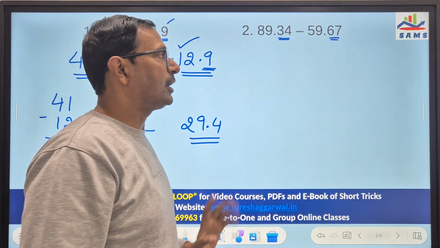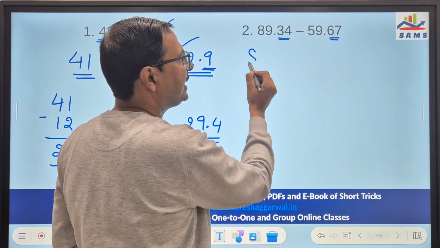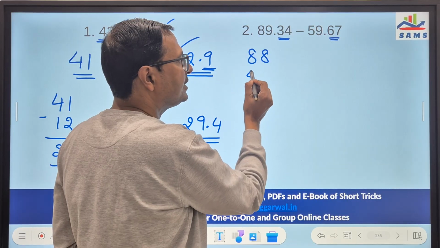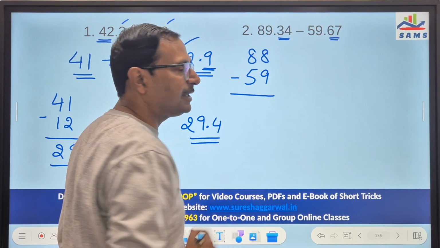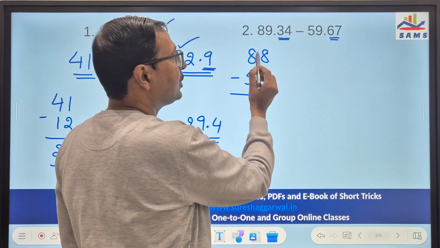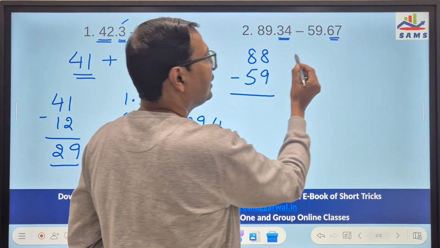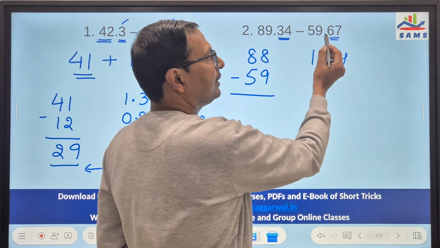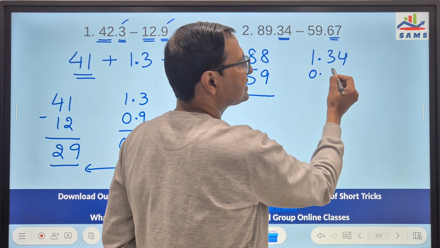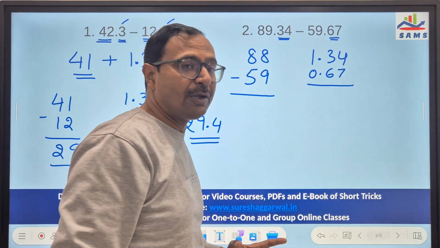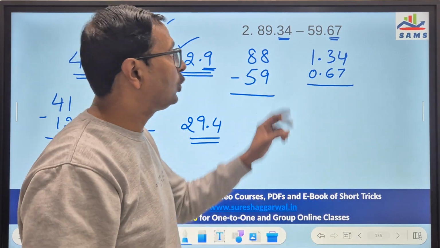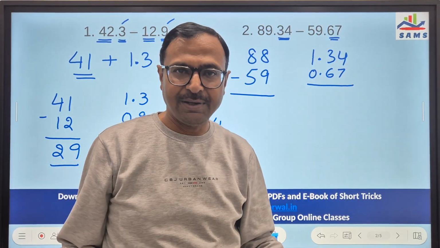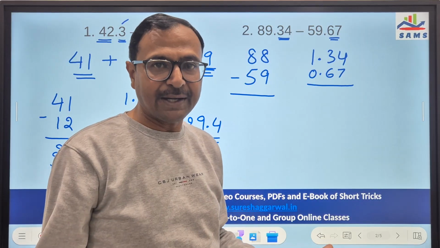So 34 is smaller, so I will reduce this by 1. So 88, right? And then 59 to be subtracted from that. This will give me the whole number part, and because I wrote 89 as 88, this 0.34 will become 1.34 and this part 0.67 will be subtracted from this. Or even if you don't write the decimal, you know that there are two decimal places, so you can just subtract 134 and 67 and still you will get the answer correctly.